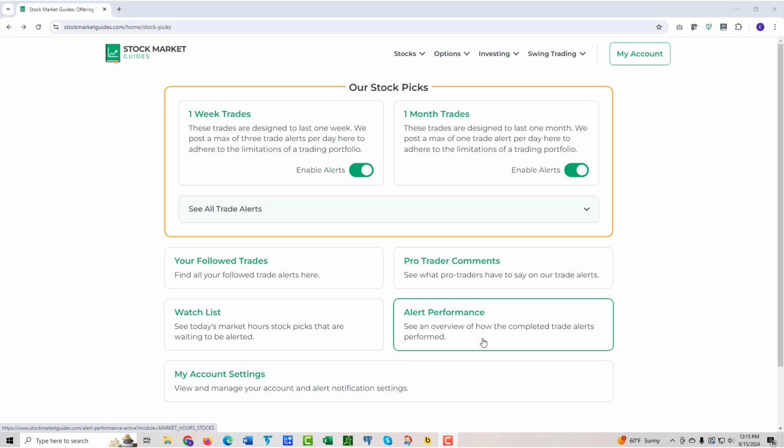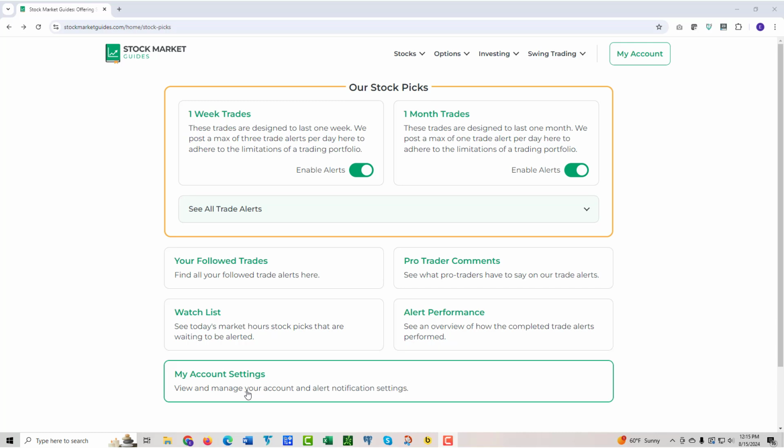Over here you can review the performance of trade alerts, and down here you can look at the settings of your account or modify those settings. The overall goal of our service is to take this historical performance information of these various trade setups that we find and put the odds in your favor of being able to make money or use them to your benefit.